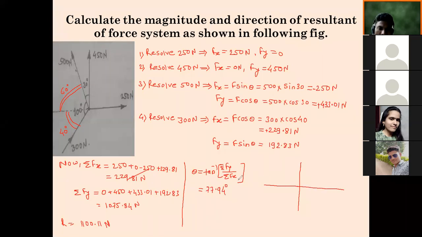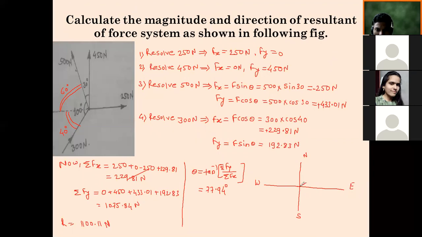So is this angle positive or negative? Theta is positive. So anti-clockwise, in which direction are you going to take this? Anti-clockwise. So it will be something like this. This will be theta. Theta is equal to how much? 77.94. So now we have to finalize the arrow direction, the line of action of the resultant.